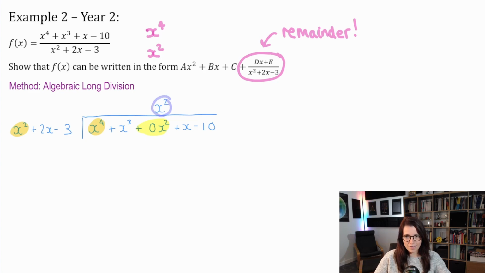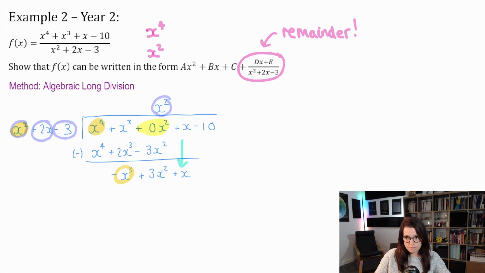We then take our x squared and multiply it by each thing here to give x to the power of 4 plus 2x cubed minus 3x squared. We're then going to subtract. That's 0 or nothing. And then x cubed minus 2x cubed is minus x cubed. 0x squared minus 3x squared is plus 3x squared. And then we bring down the x.